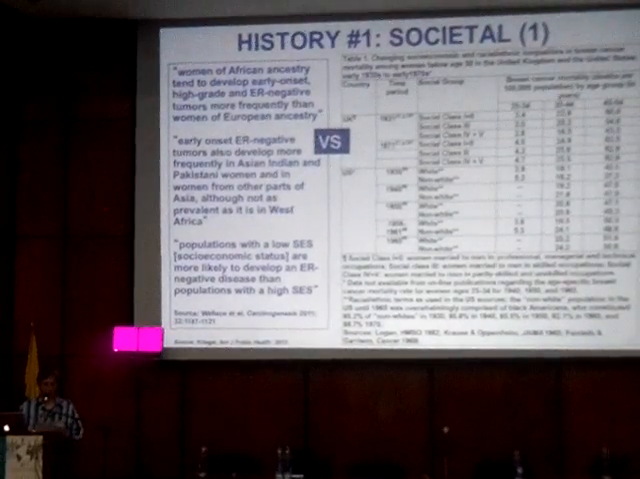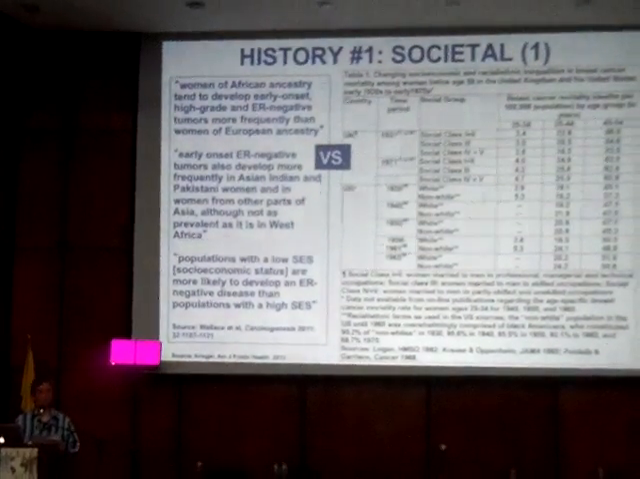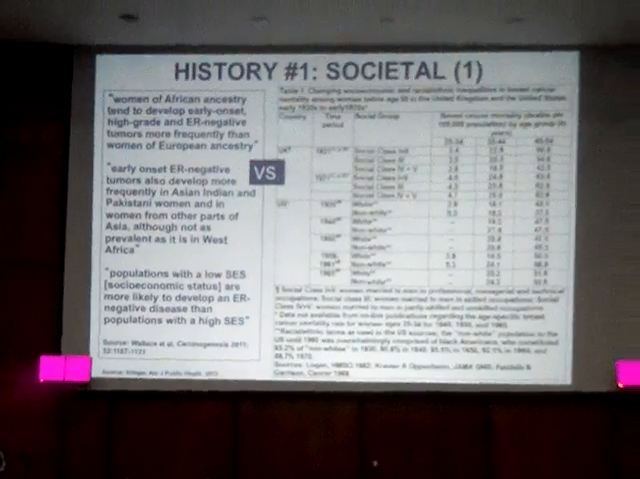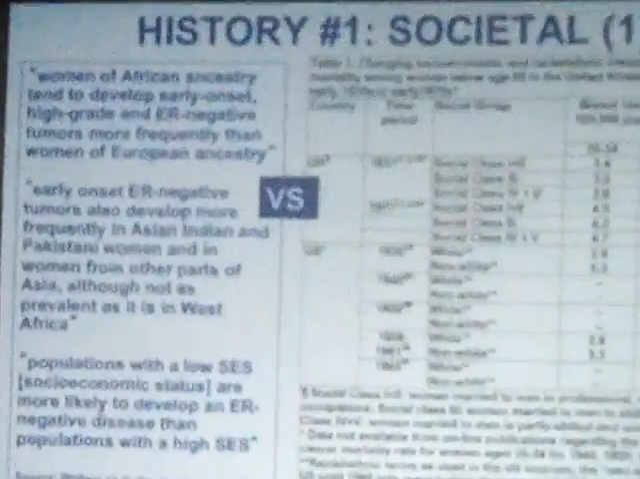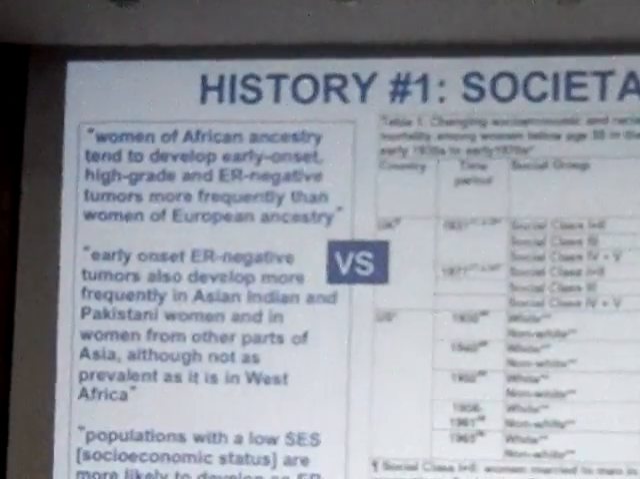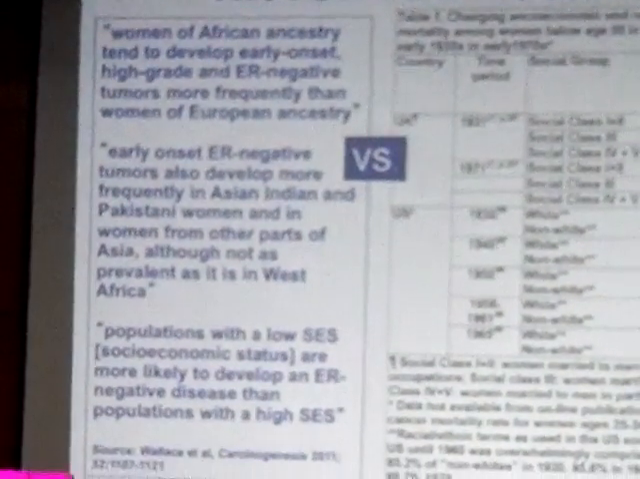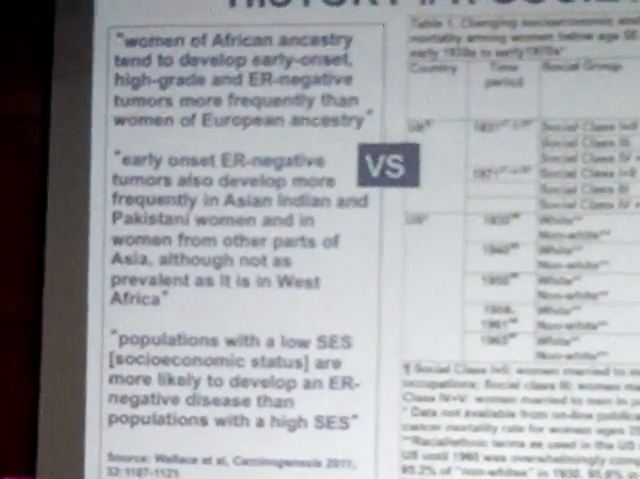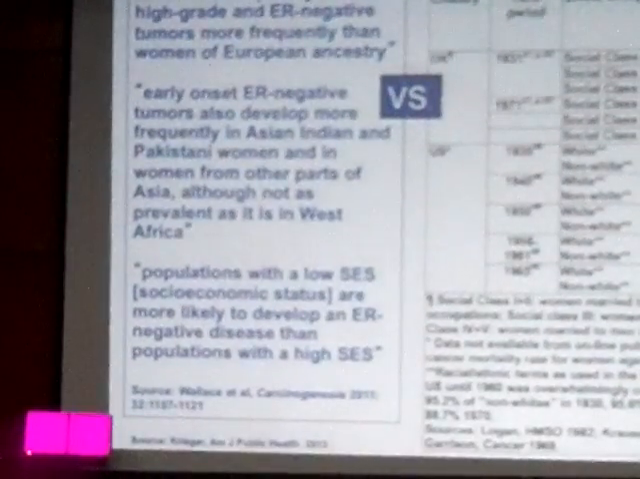Thus, in the sweeping words of one typical review article, quote, women of African ancestry tend to develop early onset, high-grade, and ER-negative tumors more frequently than women of European ancestry. Quote, early onset ER-negative tumors also develop more frequently in Asian, Indian, and Pakistani women, and in women from other parts of Asia, although not as prevalent as it is in West Africa. These are rather huge regions of the world.